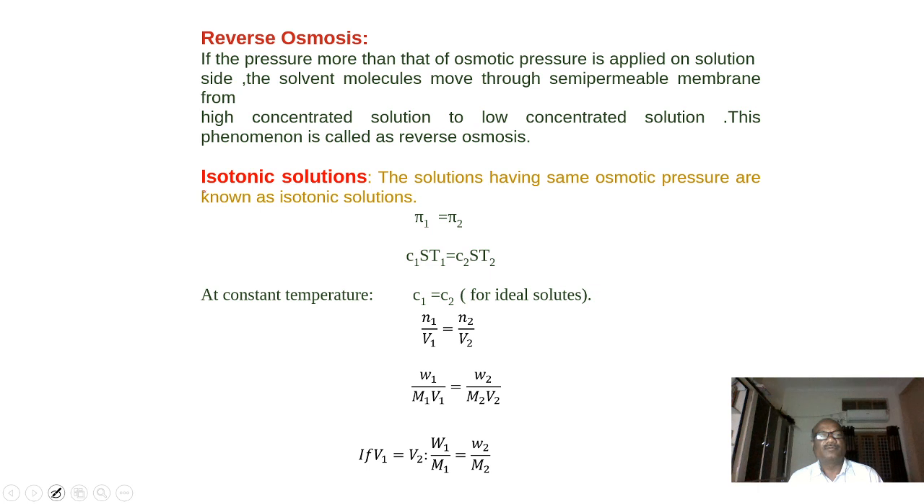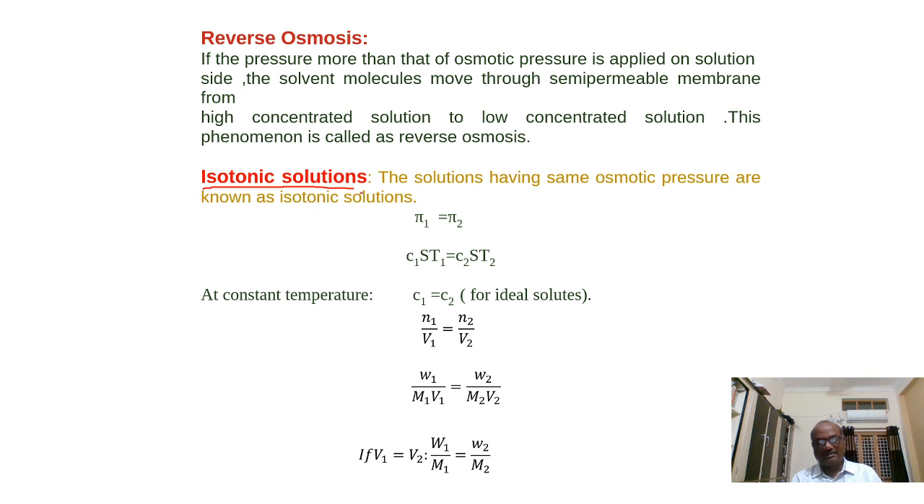Next, another important point we are discussing is isotonic solutions. What is the meaning of isotonic solutions? The solutions which have the same osmotic pressure are known as isotonic solutions. If we compare the osmotic pressure of two solutions, the osmotic pressures must be the same. That type of solutions are called isotonic solutions. The best example for isotonic solutions is 0.9% w/v NaCl aqueous solution. It is exactly isotonic with the blood in our body.